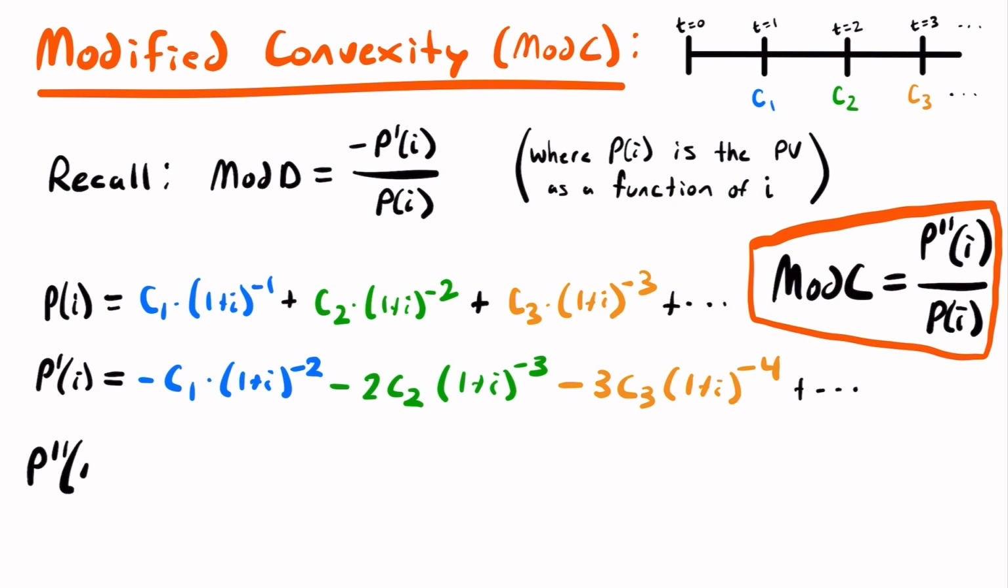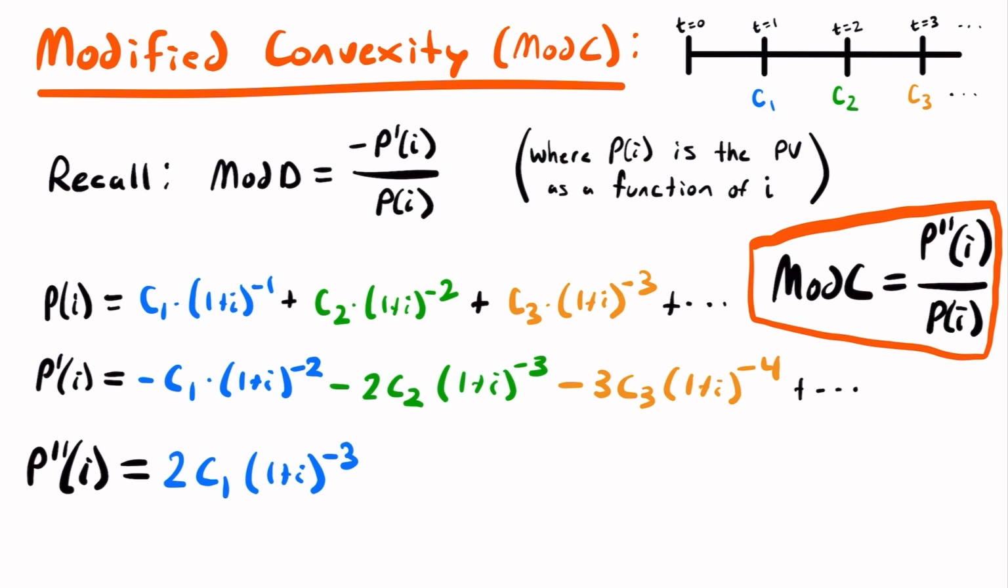P double prime of i is equal to the derivative of each of these terms. Now, once again, we would need to use the chain rule, but the derivative of the inside function for each of those terms is just 1, so we don't have to worry about that. We can just use the power rule for derivatives here. And so we'll have negative 2 times negative c sub 1, so we'll have positive 2 c sub 1 times (1 plus i) to the power of negative 3.